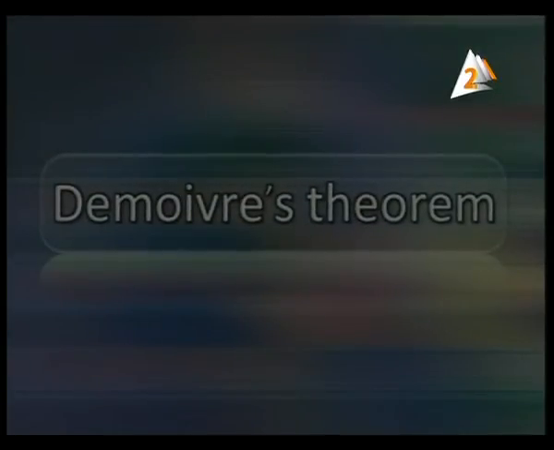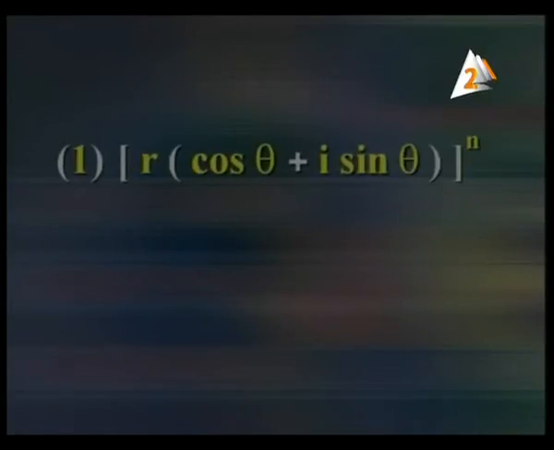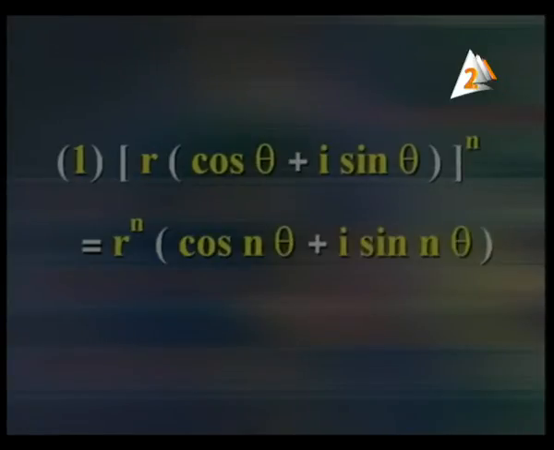Look at De Moivre's theorem. What do you mean by De Moivre's theorem? Look, if we have z equals r multiplied by cosine theta plus i sine theta, all to the power n, what is the value of this number? It equals r to the power n, cosine n theta plus i sine n theta.